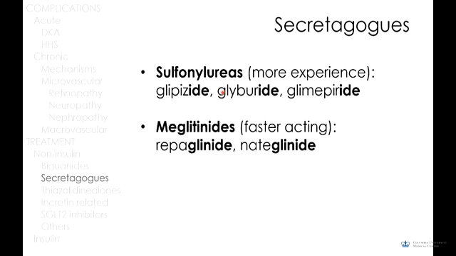Okay, next class is the secretagogues. These are medications that just indiscriminately tell your pancreatic beta cells to secrete insulin. Included in this general group are the sulfonylureas and the meglitinides. The sulfonylureas, you have your glipizide, glyburide, etc. And then meglitinides are repaglinide and nateglinide. Just remember the endings here.